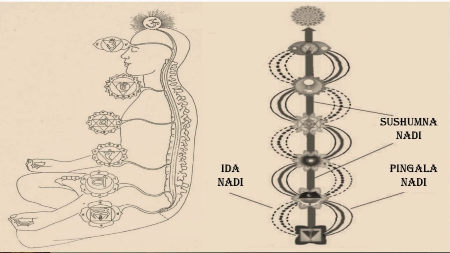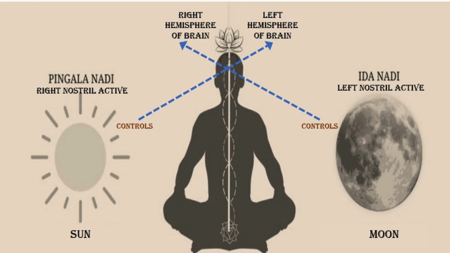Running all along our spine, woven like twin serpents, are two invisible currents: the Ida Nadi, the lunar or moon channel, and the Pingala Nadi, the solar or sun channel. Ida flows on the left side, connected to the right brain. It governs intuition, creativity, emotion, and calmness. Pingala flows on the right side, tied to the left brain. It powers logic, action, structure, and produces heat.